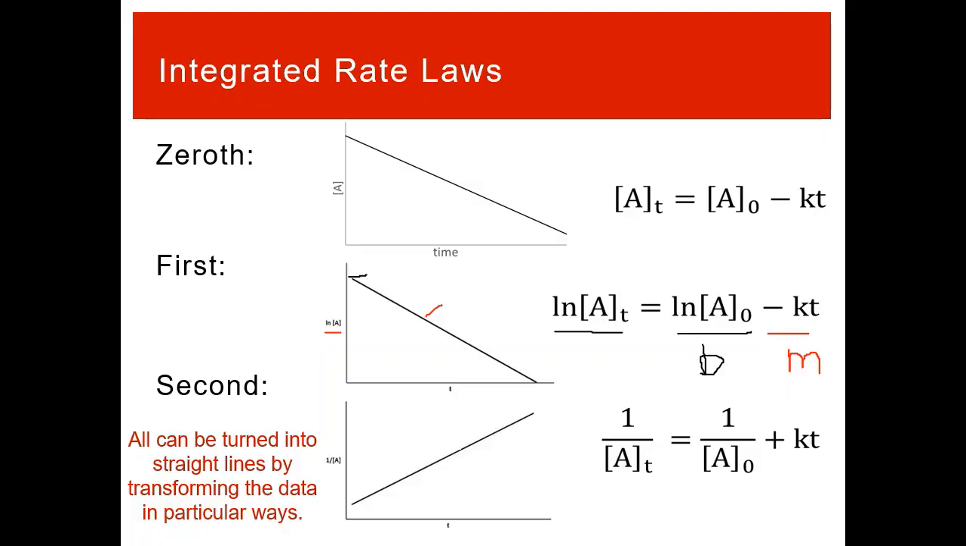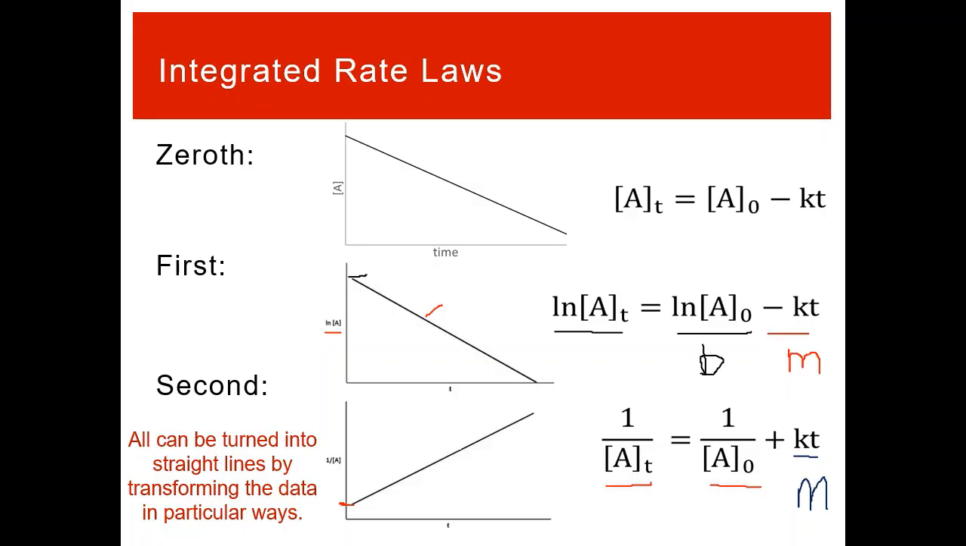For second order, we plot 1 over the concentration. We can see that leads to it increasing, because think about it, as the concentration of A gets smaller, 1 divided by a smaller number is bigger. And so this intercept right here would be 1 over A naught, that initial term. And then our slope would be k, and so it is a positive k now for the slope.